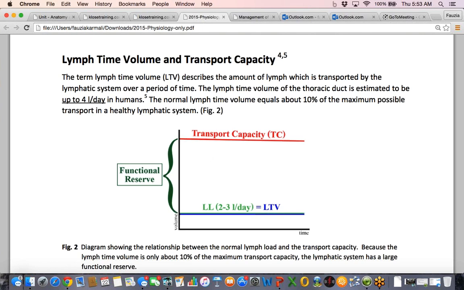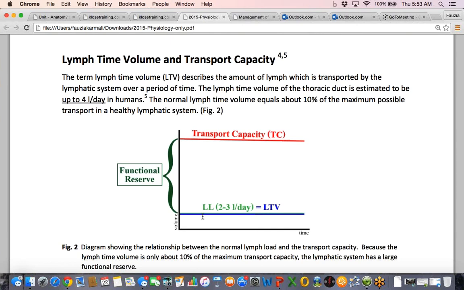Then we have what's called the transport capacity. The transport capacity is the maximum amount of lymph that the body is able to transport in a given amount of time. You can see there's a big difference here. Normally, the lymph time volume will be about 4 liters per day in humans, but that's only about 10% of what the maximum transport capacity is. And the space in between is called the functional reserve.